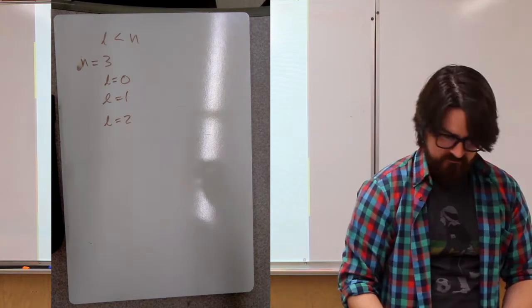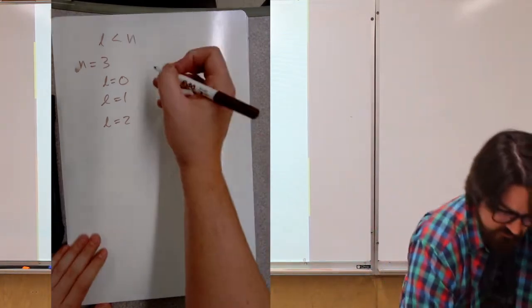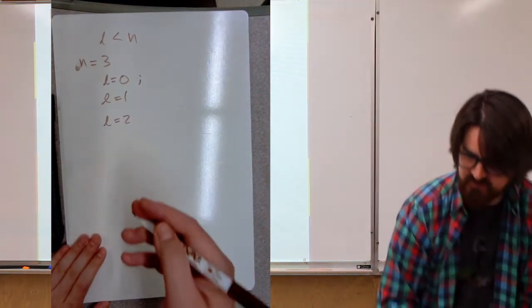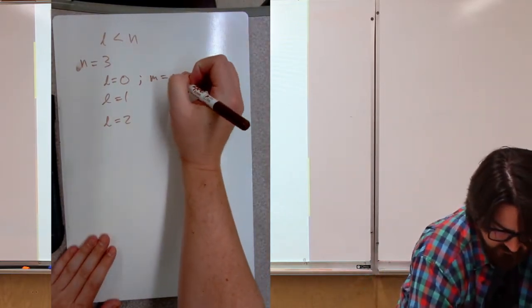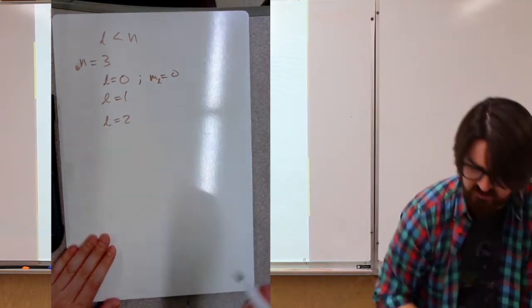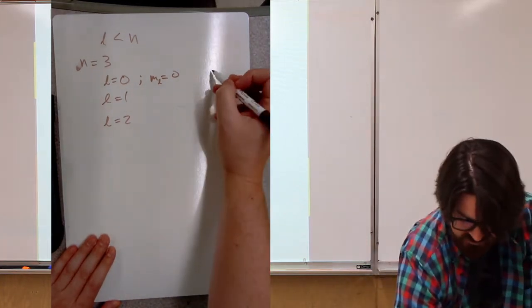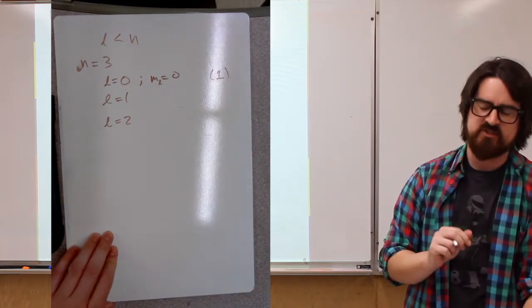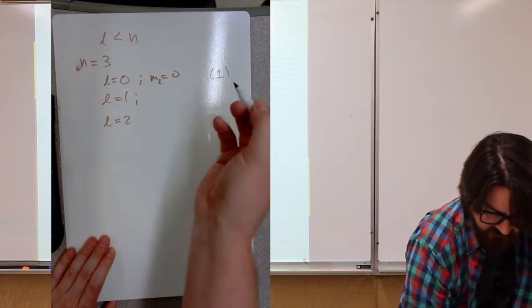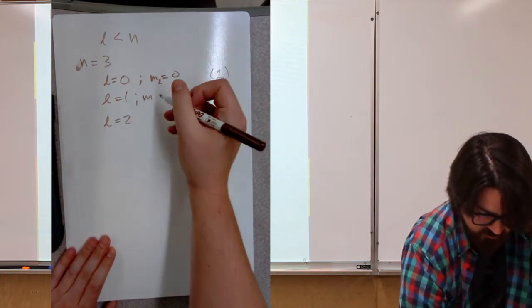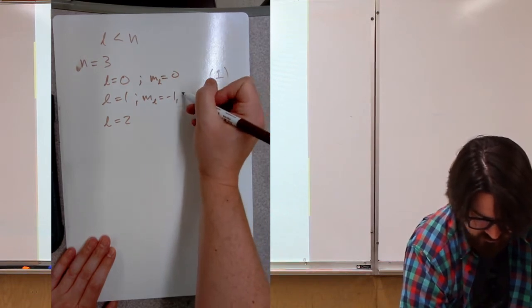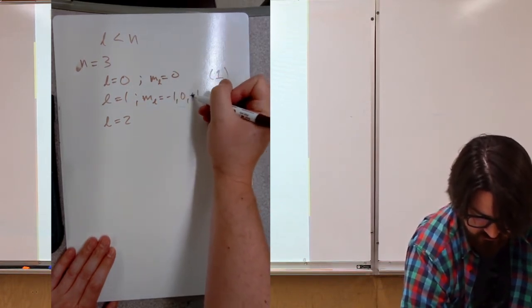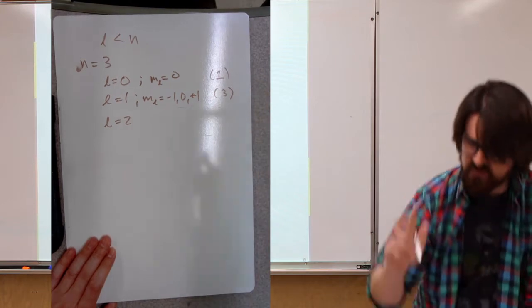And then, how many possible values of m are there for each one of these? Well, if L is 0, the only possibility is m sub L is equal to 0. So we'll say that that's just the one possible state there. If L is equal to 1, m could be minus 1, could be 0, it could be plus 1. 3 possible states there.